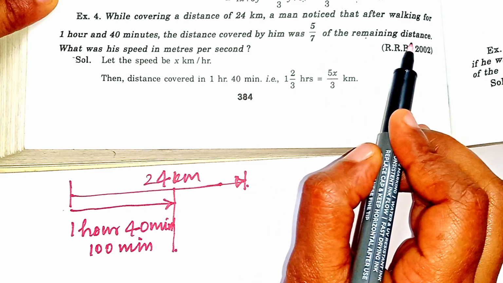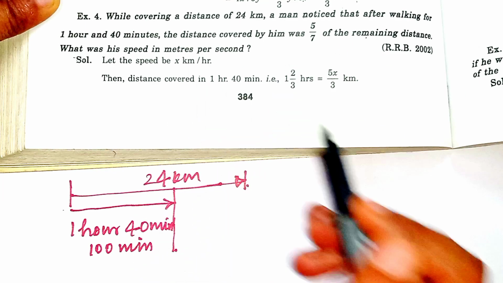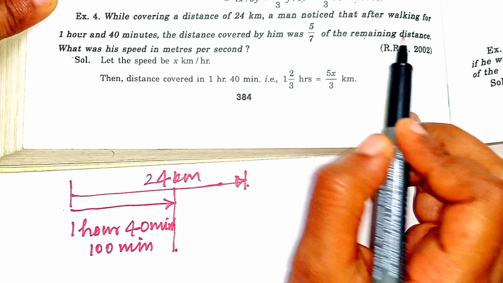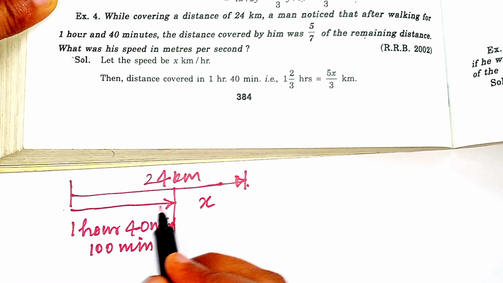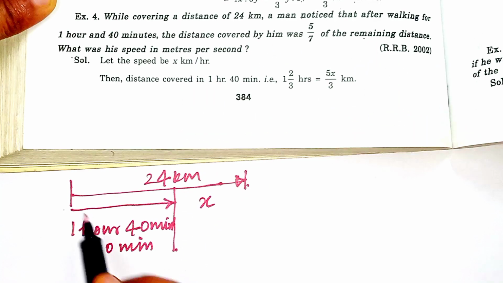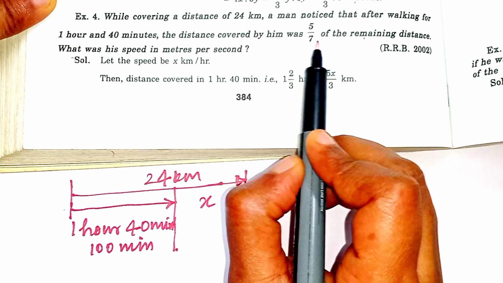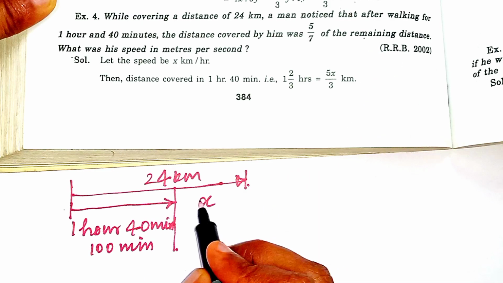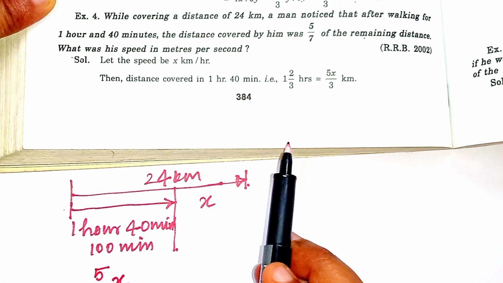And suddenly they are saying that of the remaining distance. So let's assume first what is the remaining distance. Then we could understand what the question is saying. If the remaining distance is taken as x, so he covered certain distance, we don't know how much he has covered, but the question is referring to it as the distance covered by him from the beginning. The distance covered by him was 5 by 7 of the remaining distance. Say if this is x, then the distance covered would be 5 by 7 of x. This is what the question means.